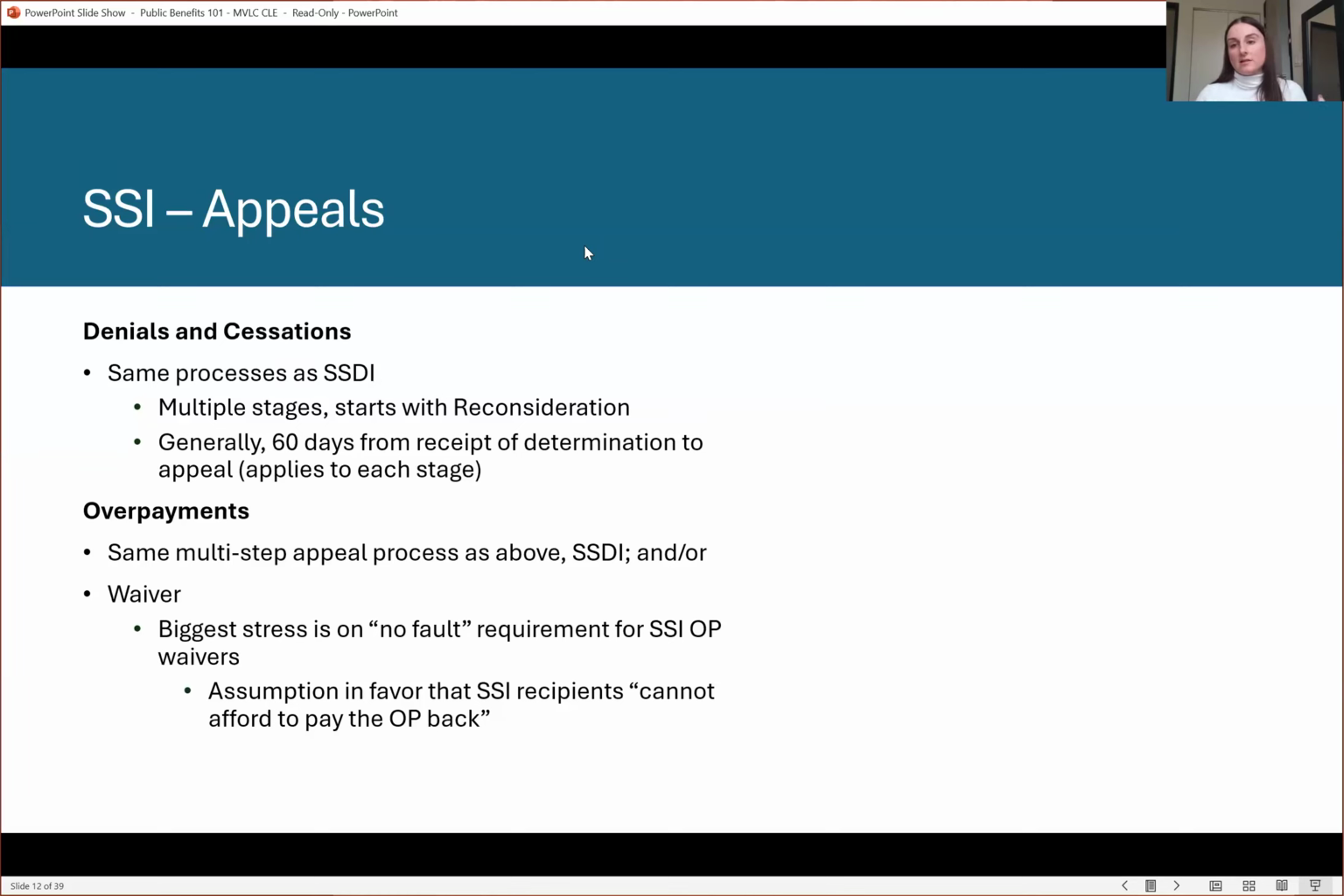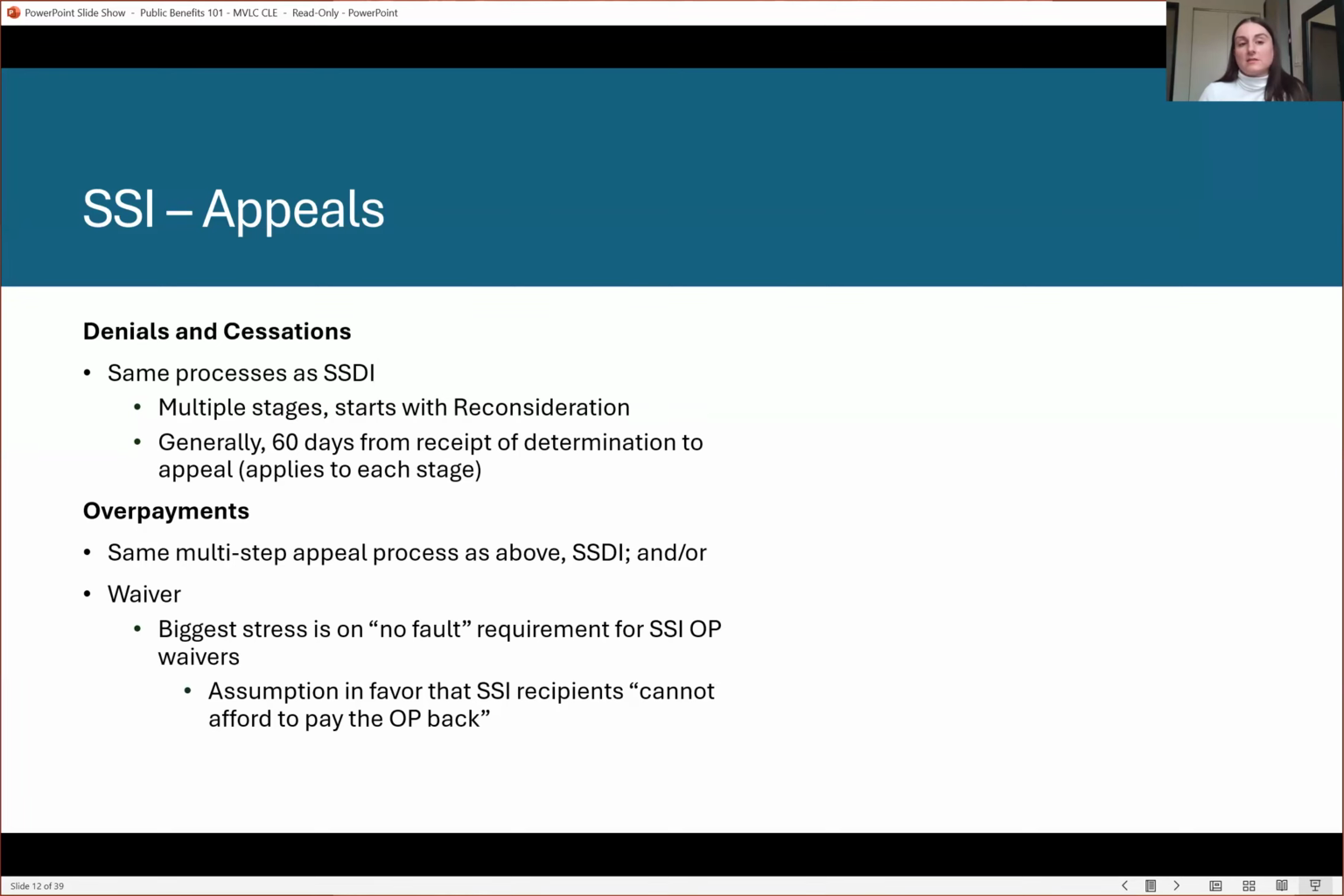Appeals, same process as SSDI. It starts with the reconsideration, can do it at clinic if you determine that that's appropriate, 60 days. And then the overpayments are the same as well. The waiver I should have mentioned, a waiver for SSDI and SSI can be filed at any time. There's no appeal deadline for that.